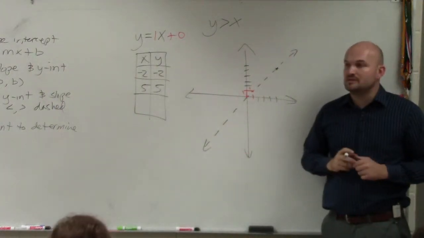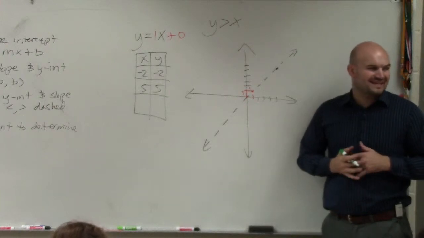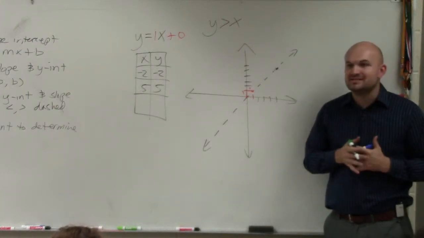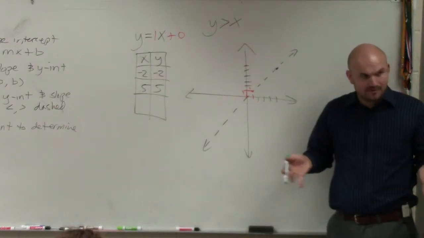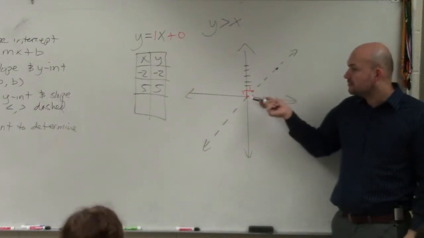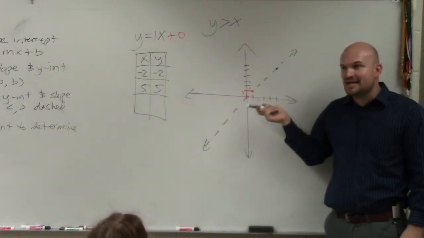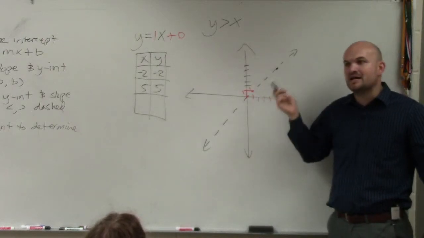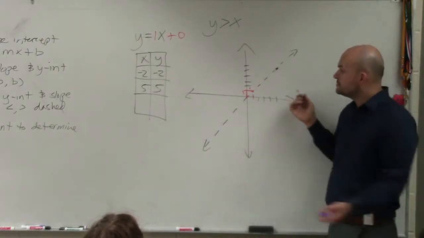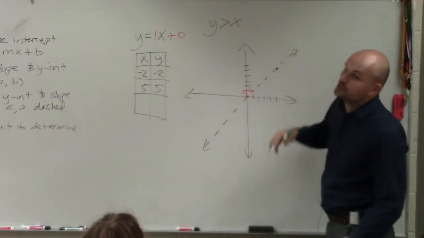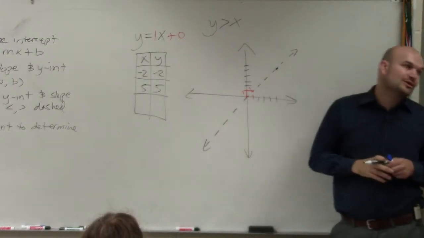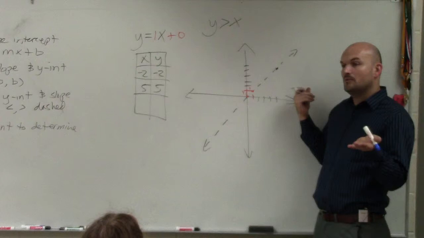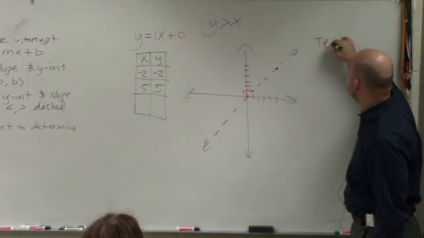Now, the difficulty about this problem is I ingrain in everybody's head that the best test point ever is 0, 0. But the problem is this line goes through 0, 0. So we can't use the same test point, because if we use the same test point, we're testing the line. We're not testing the points above and below. So my favorite points to use are 0, 1, 0, -1, 1, 0, or -1, 0. Whatever you want to use.